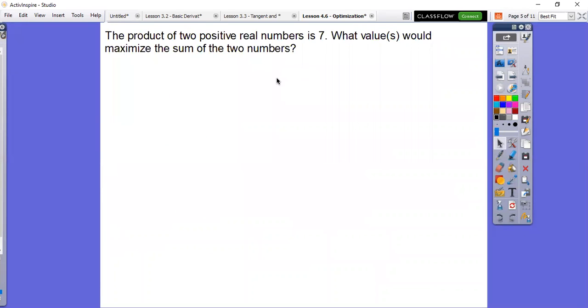So the same kind of concept applies here. The product of two positive real numbers is 7. What values would maximize the sum of the two numbers? So the product of the two numbers is 7, and I want to maximize the sum. So I'm going to write an equation for the sum. A plus B equals S. The product is 7. AB equals 7. And I'm going to leave the rest up to you to do. But the idea here is, again, I want to differentiate this equation after solving for one of these two variables using the limiting factor.